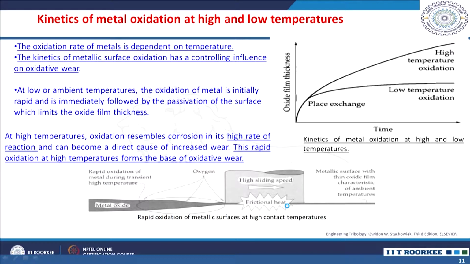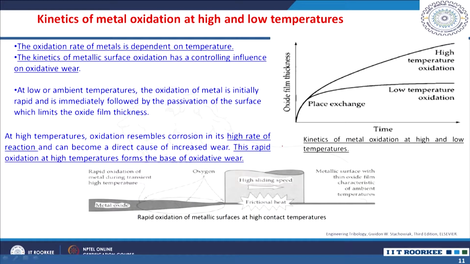As I told, the kinetics of these tribochemical reactions are different, right. The kinetics of metal oxidation are dependent on the temperatures as well as the stresses. The oxidation rate of metals is dependent on temperature. The kinetics of metallic surface oxidation has a controlling influence on the oxidative wear. If you look at the kinetics of metal oxidation at high and low temperatures, at low or ambient temperature, the oxidation of metal is initially rapid, followed by passivation of the surface which limits the oxidation film thickness.